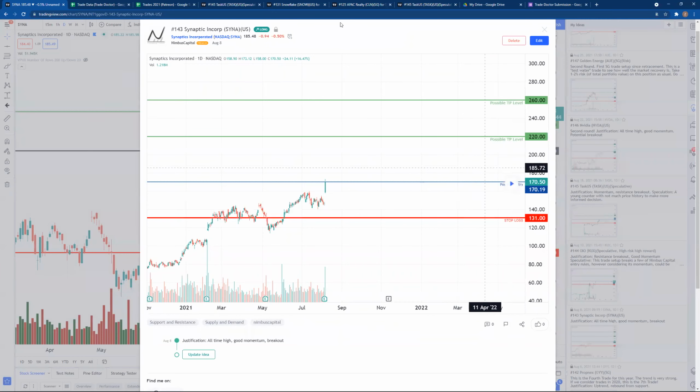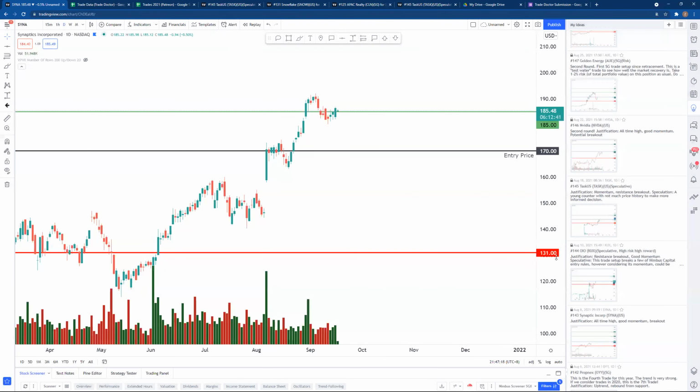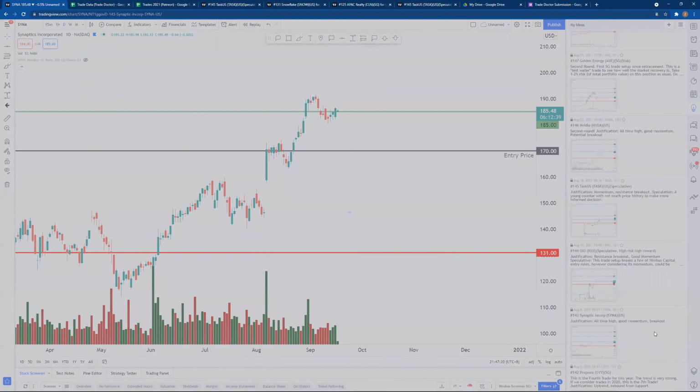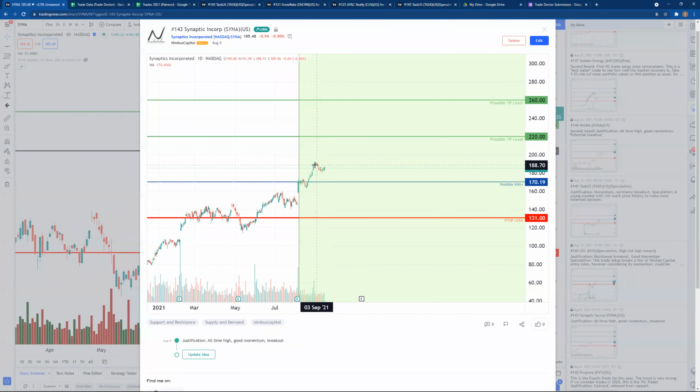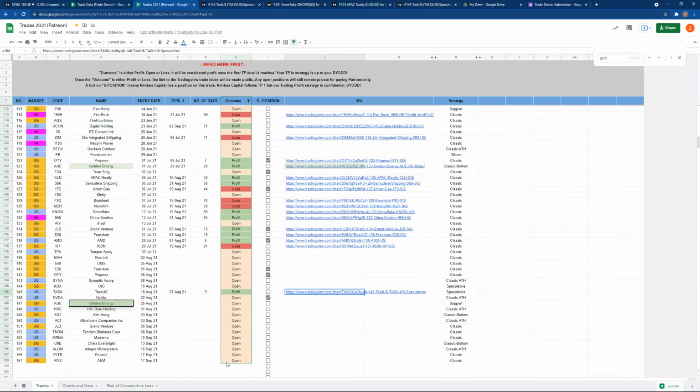Here. So he followed my stop loss, 131. He followed my stop loss. But my profit is not even halfway. It's still a very long way. Sadly, I'm personally not in this trade.